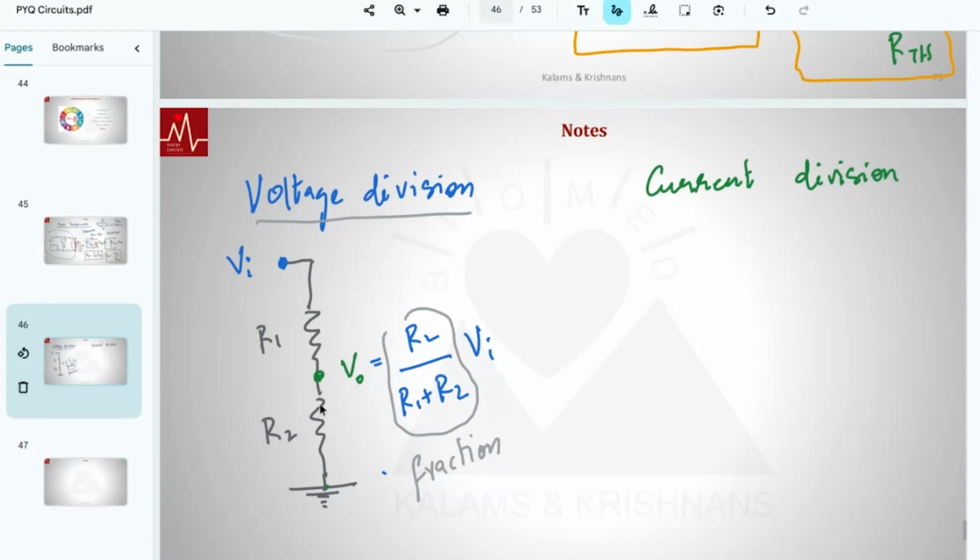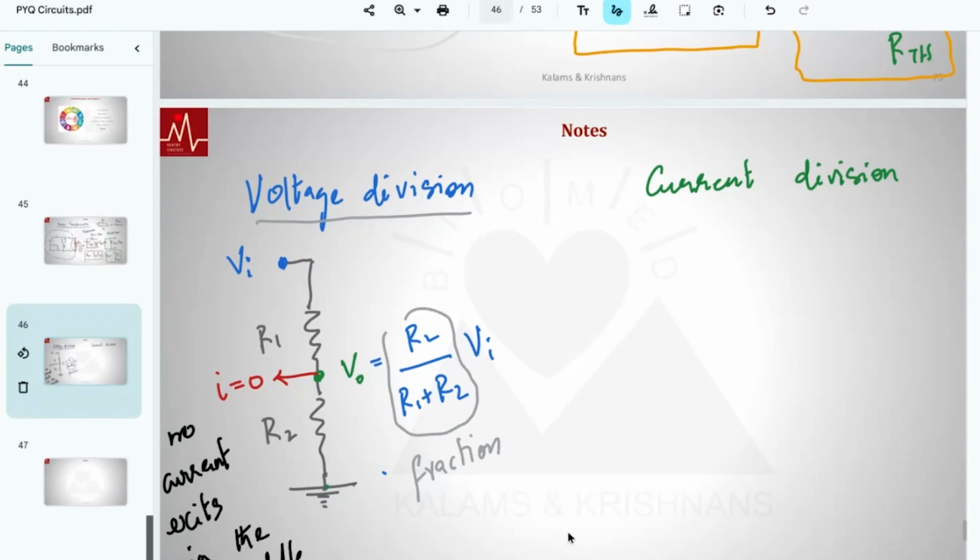As far as this part is concerned, there is no current going out, no current exiting somewhere in the middle. As long as that is the case, you can apply this. No current exits in the middle.